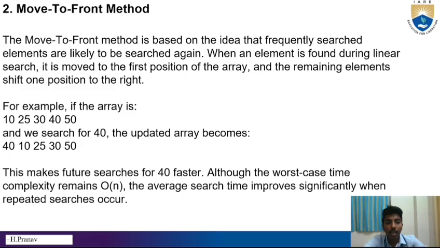For example, if we take an array of 10, 25, 30, 40, 50, and we search for 40, the updated array becomes 40, 10, 25, 30, 50. This makes future searches for 40 faster. Although the time complexity remains the same, the average search time improves significantly when repeated searches occur. So this method mainly reduces the search effort. When we search for an element in the array, it automatically moves the element to the starting position, even though the worst case time complexity is the same.